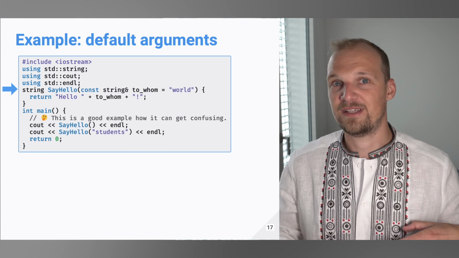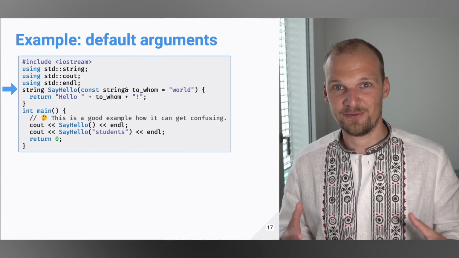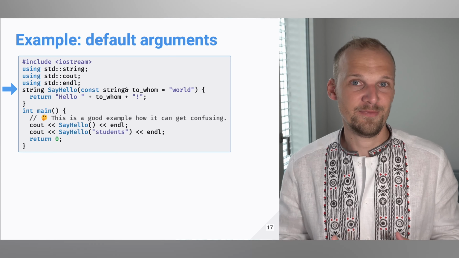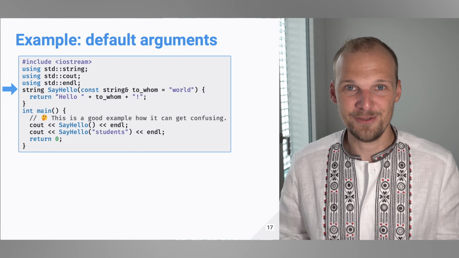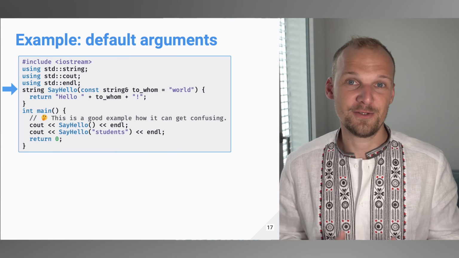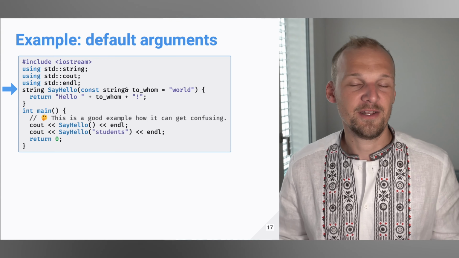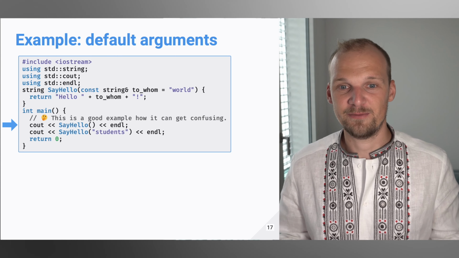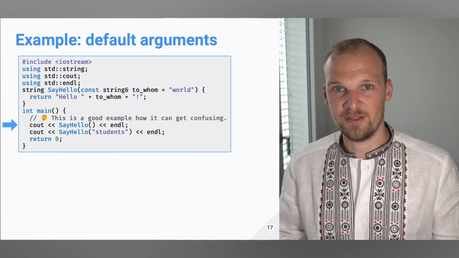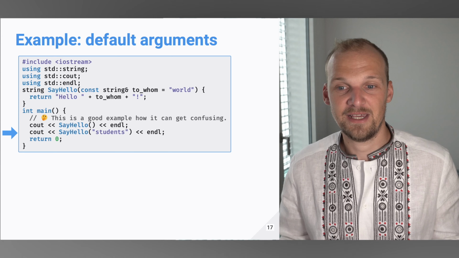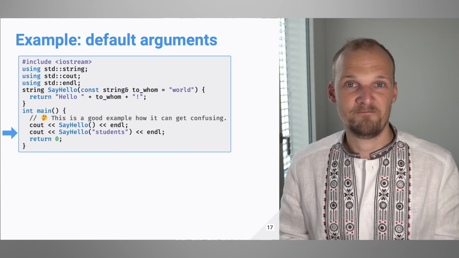Let's say we have this sayHello function that basically just returns a string of saying hello to whatever it says hello to. And let's say that by default, toWhom is actually set to be world. So we can call it without the parameters and it will say hello world. But if we call it with the parameter students, it will say hello to students. And that's kind of it.